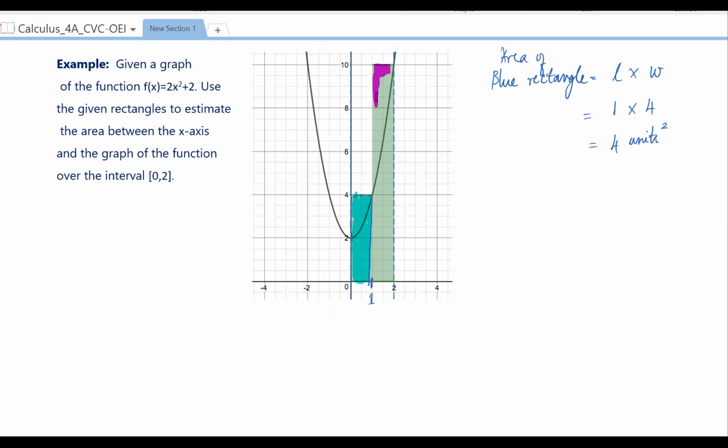I'm shading it in pink. Okay, you get the idea, I suppose. And here again, let me call it the pink. This is the closest to pink. Area of the pink rectangle.